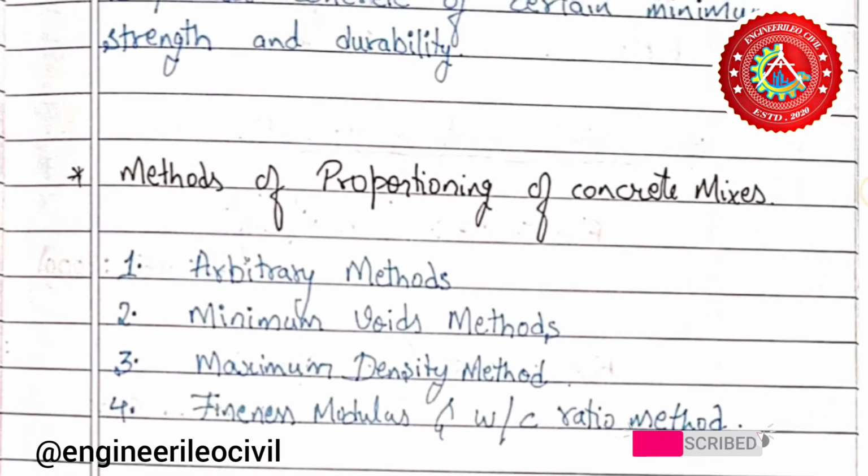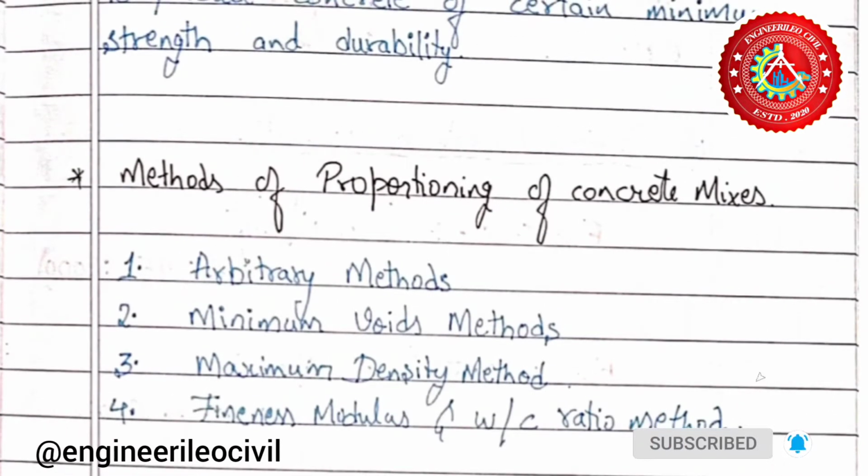The second part is the methods of proportioning of concrete mixes. There are various methods as listed below. We will discuss each method point-wise in sequence. Okay, so let's start with the first method. It's the arbitrary method. This method is used only for work of small magnitude and of moderate importance.